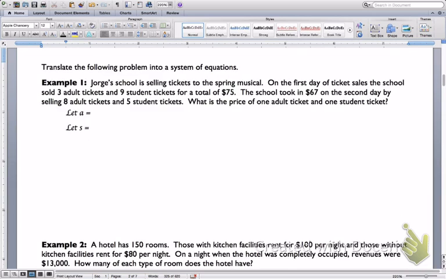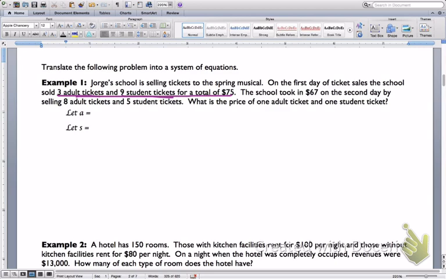So let's take a look at our very first word problem. George School is selling tickets to the spring musical. On the first day, ticket sales to the school sold 3 adult tickets and 9 student tickets for a total of $75. That seems to be very important information I'm going to be using. So 3 adult tickets, 9 student tickets for a total of $75. So this is all kind of one group thing together.